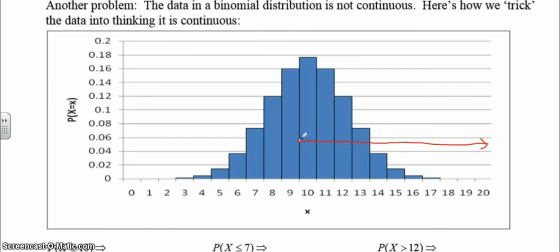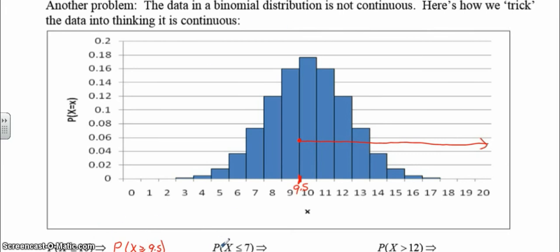So because we're starting here, we want to include the 10 bar because it's at least 10, so we want to include that entire 10 bar. If this was continuous data, right in between 9 and 10 would be 9.5. So instead of finding the probability of being at least 10, we would find the probability of being at least 9.5. And the reason we do that is because if you actually take that extra 0.5, you will get an answer that is closer to the exact answer than if you didn't.